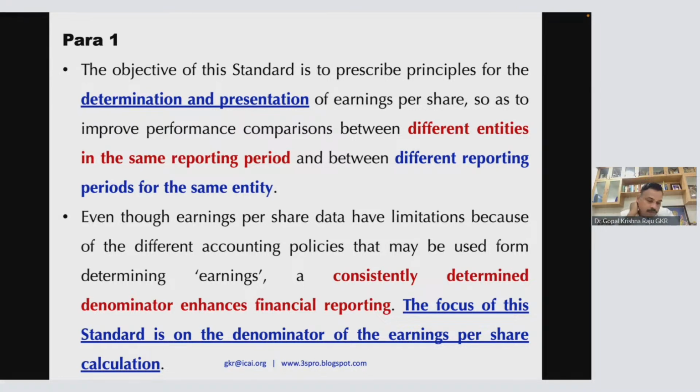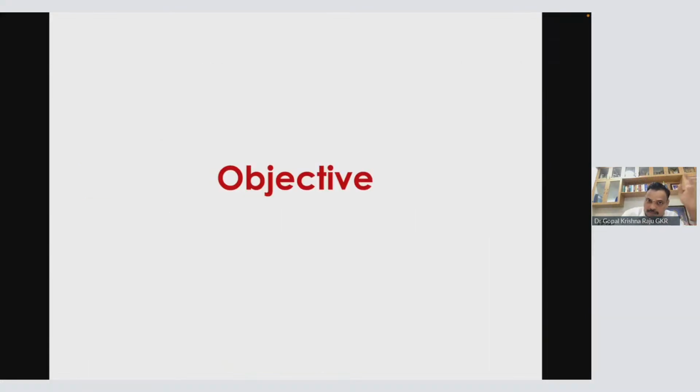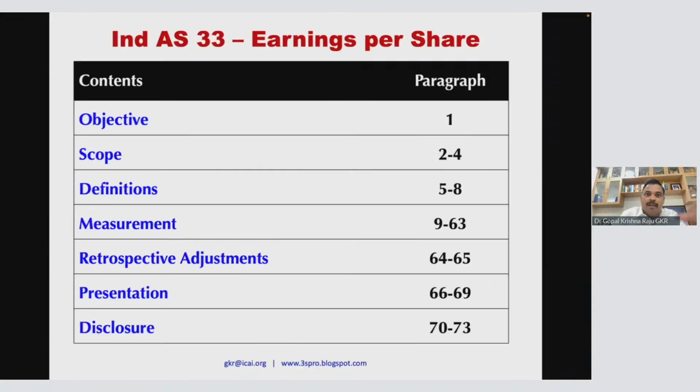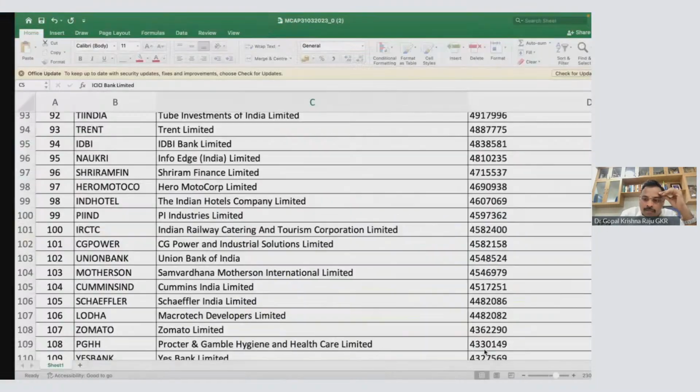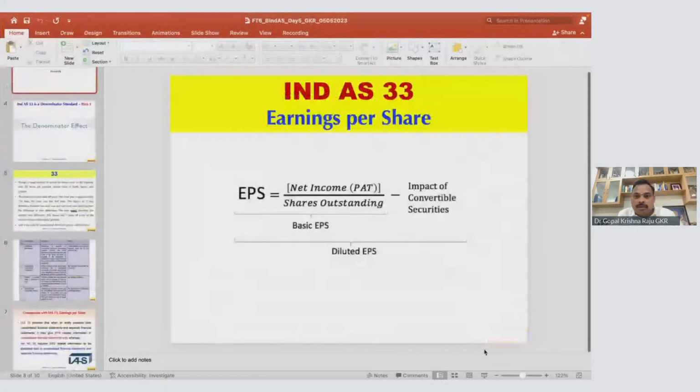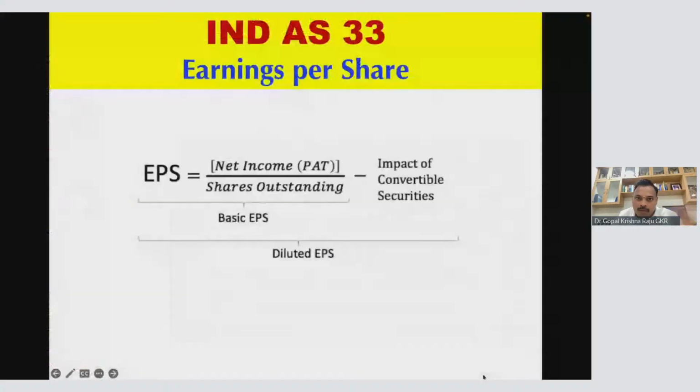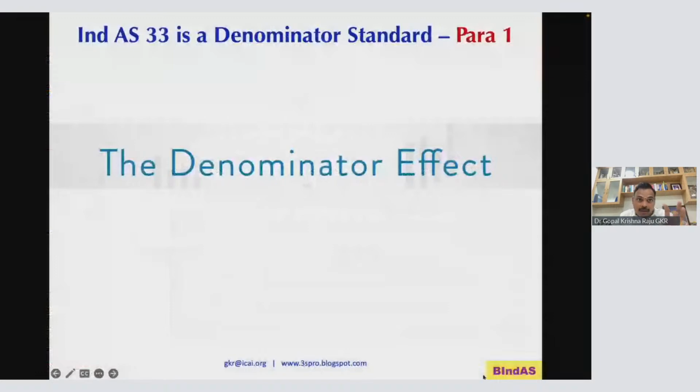And for your information, in the Schedule 3 format, the last line is the earnings per share. But this earnings per share is basically a formula. Please look at this. This formula is a division. Look at this: numerator by denominator. Now, Ind AS 33 is a denominator standard. One line we can say, just one line.